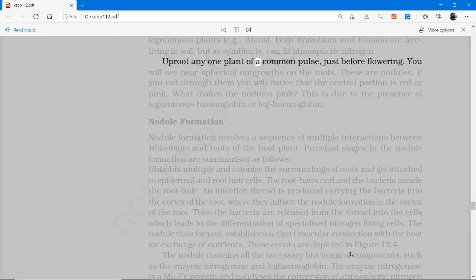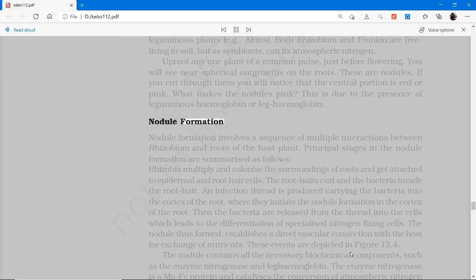Uproot any one plant of a common pulse, just before flowering. You will see near spherical outgrowths on the roots. These are nodules. If you cut through them, you will notice that the central portion is red or pink. What makes the nodules pink? This is due to the presence of leguminous hemoglobin or leghemoglobin.